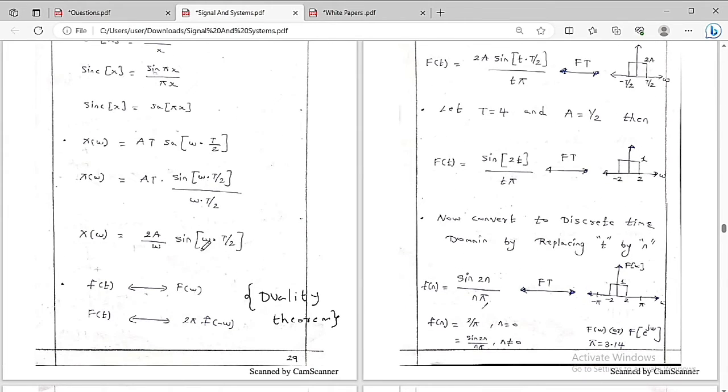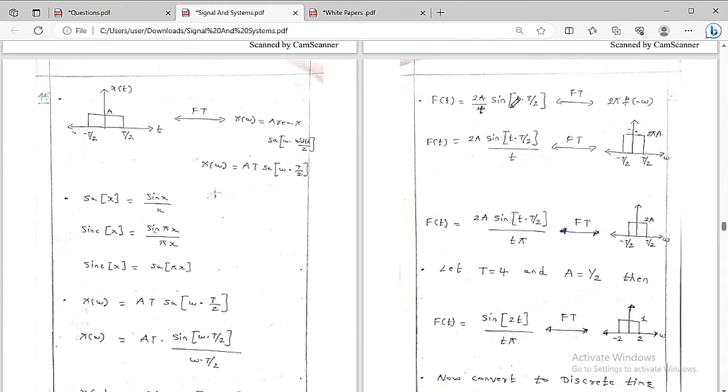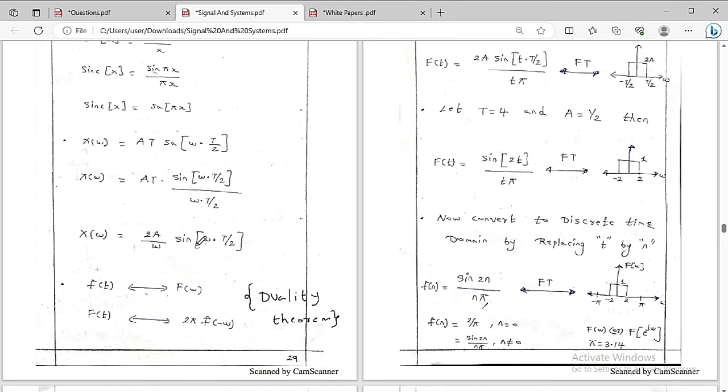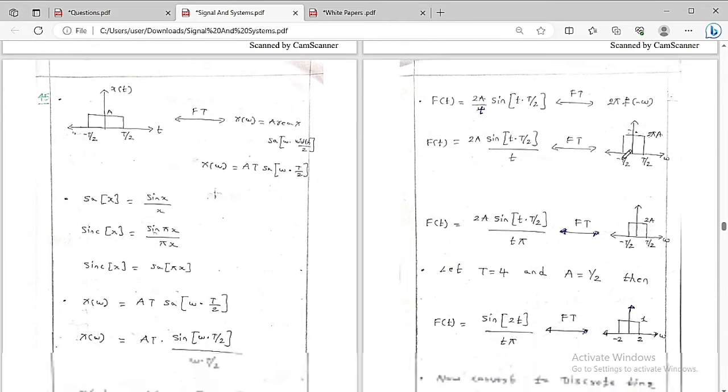Here, basically, this is in the frequency domain. I want to convert this into the time domain and get the corresponding Fourier transform. So wherever omega is there, replace omega by t, that's it. Therefore capital F of t is 2A by t into sin of t into capital T by 2. So 2A by t into sin of t T by 2 has a Fourier transform 2 pi into f of minus omega.